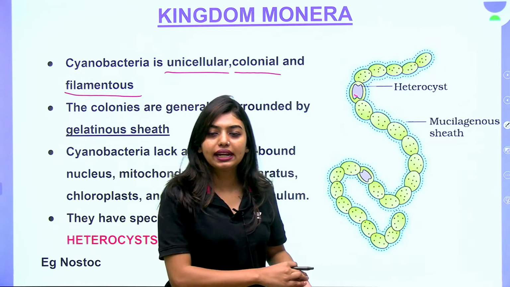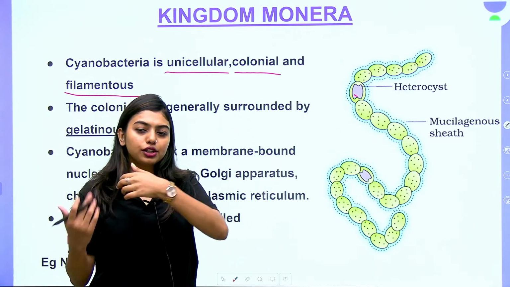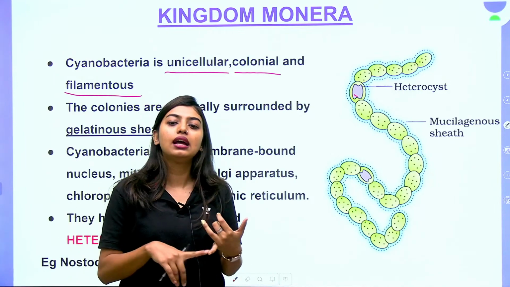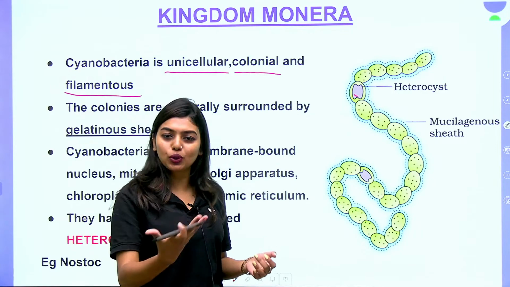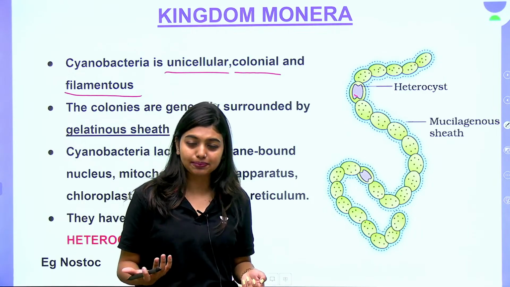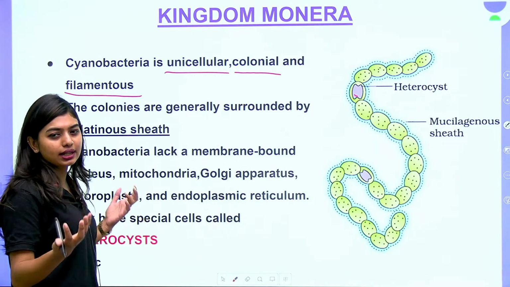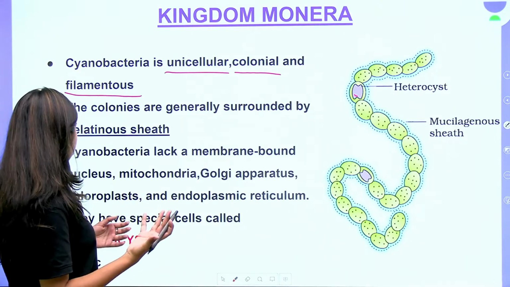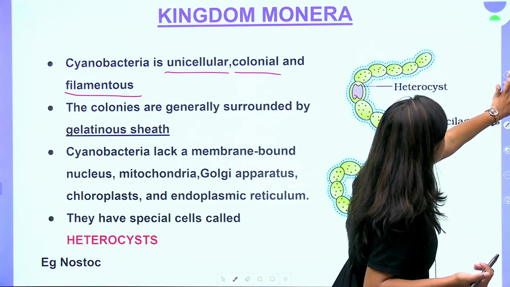Those who joined late, we are just doing eubacteria. Under eubacteria, we have mycoplasma and cyanobacteria, or blue-green algae. So, we are doing the general and specialized characteristics of cyanobacteria. An example is Nostoc. Now, let's see the next one.